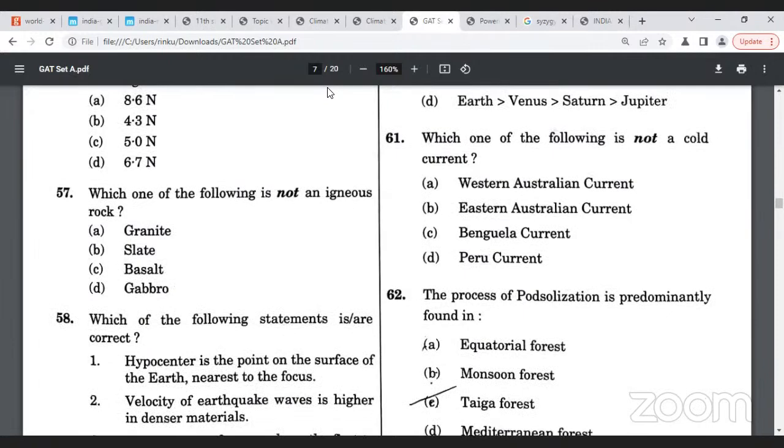Which one of the following is not a cold current? If it is not a cold current, it has to be a warm current. The general rule is, if you're looking for cold currents, go to the western side of the continents. Think of the East Australian current, which is on the eastern side of the continent, and by that logic, it happens to be a warm current.